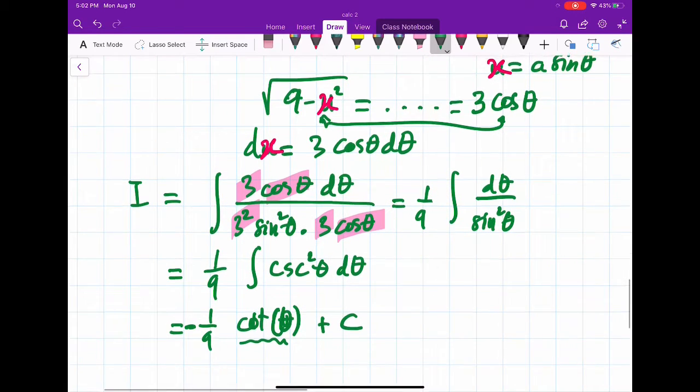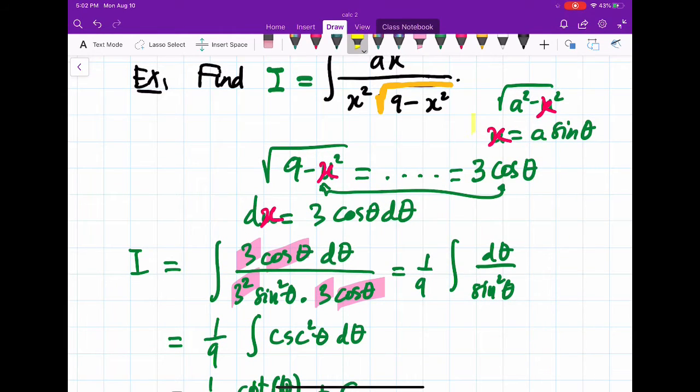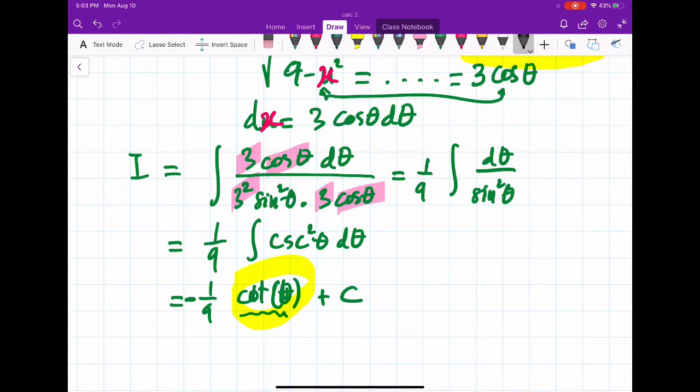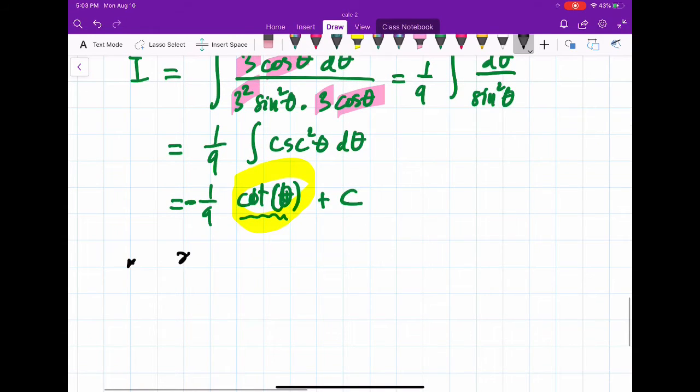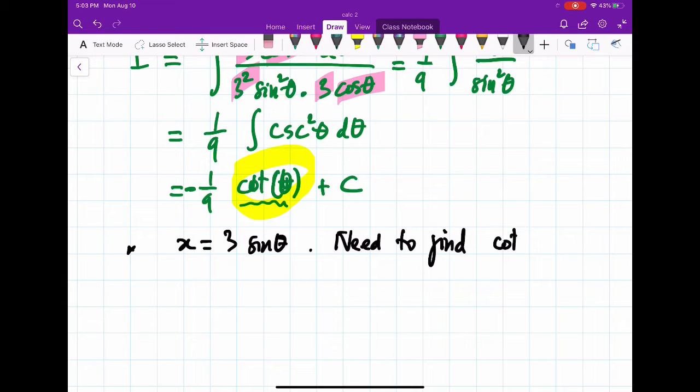We need to rewrite the answer in terms of x. But we have x is 3 sine theta. So we need to express cotangent of theta via x. Is that correct? So now we face another problem, okay? Let me write the problem separately. I have x equal to 3 sine of theta. So we need to find cotangent of theta.